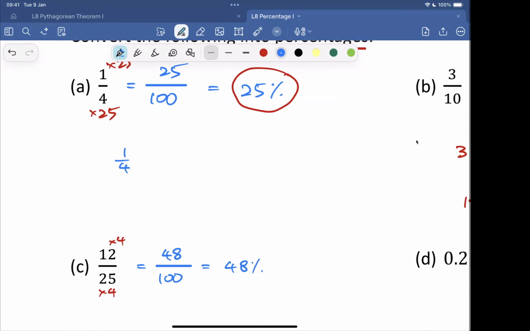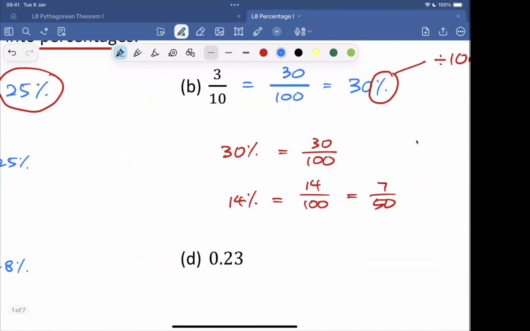All you need to do is multiply by 100. Really, you just need to multiply by 100. So let me show you what happens. You simplify it, divide by 4, divide by 4. Ta-da! You get 25% immediately, right?